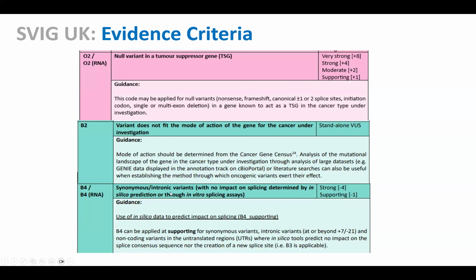There's also somatic or intronic variants with no prediction on splicing. Again, that can be strong. There's also the RNA element of that, so that's not just the in silico prediction, but the ones that have had studies similar to O2 RNA to show that there's no impact on the RNA.